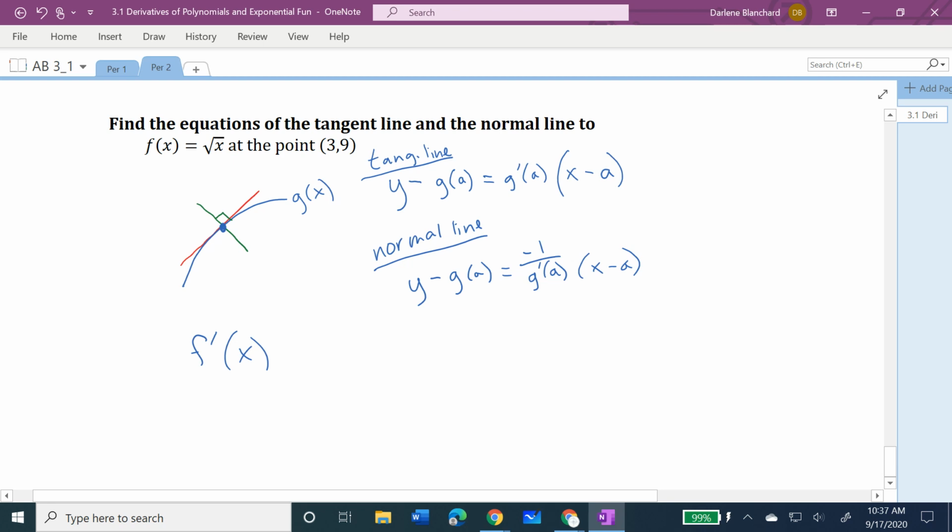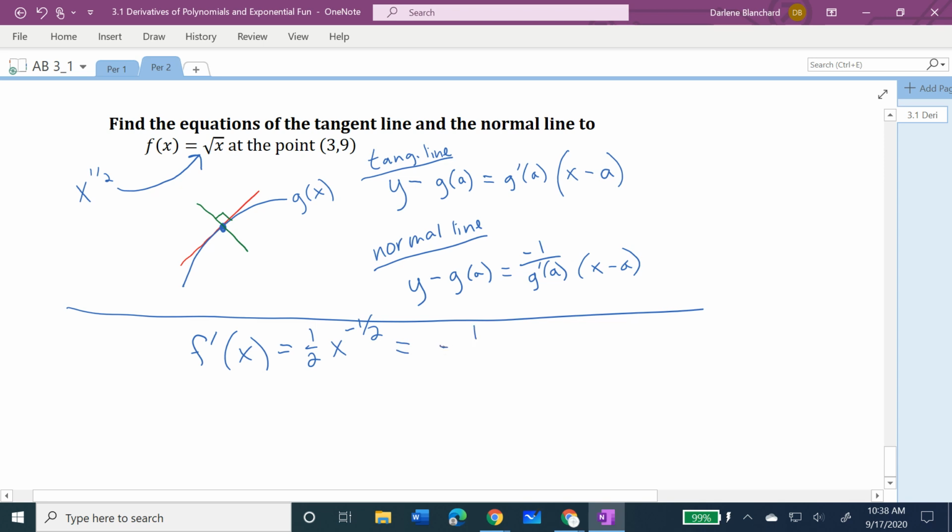We need to find the derivative of the square root of x. The square root of x is x to the 1/2. So the derivative is 1/2 x to the subtract 1 from positive 1/2. And if I write that in simplified form, I get something that, oh my goodness, we did that yesterday through the limit. Now I want to know the slope at this point. So I plug 3 in.